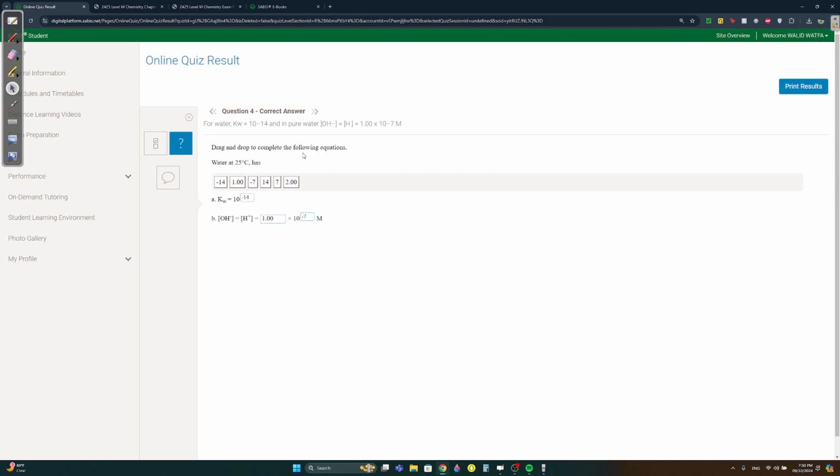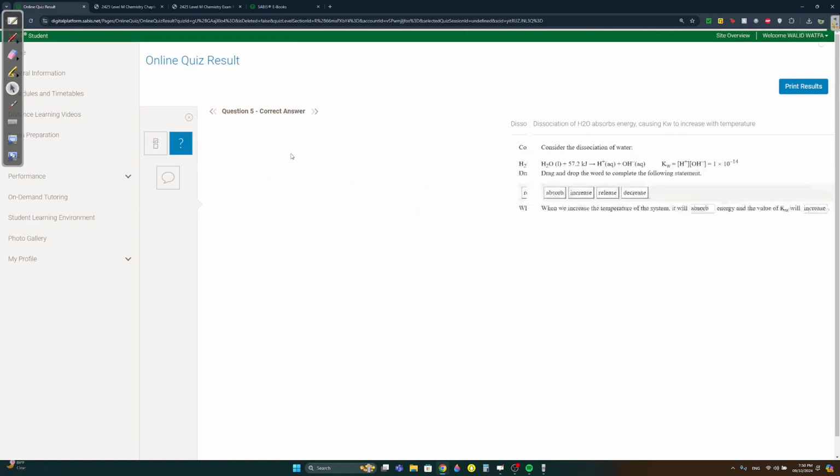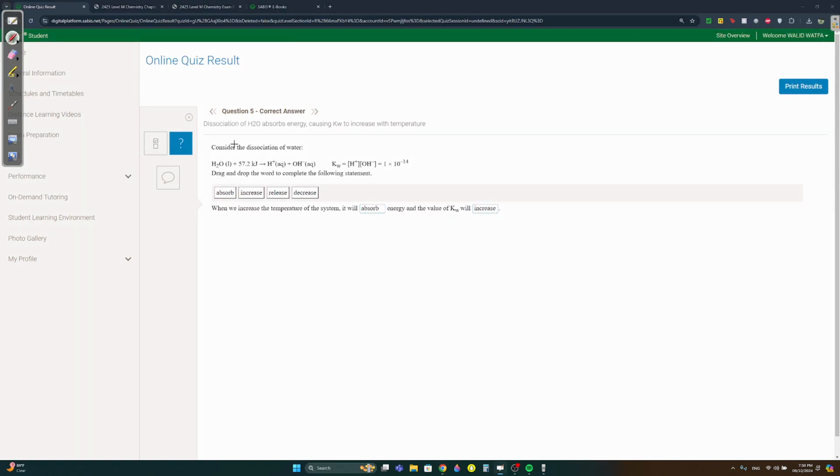Okay, question 4. In water at 25 degrees Celsius, what is Kw equal to? 10 to the power of negative 14, right? And at 25 degrees Celsius in pure water, the concentration of OH minus is equal to the concentration of H plus, which are both equal to 1 times 10 to the power of negative 7 molar. H2O when dissolved gives H plus and OH minus. It's dissociated, given that Kw is equal to 1 times 10 to the power of negative 14.